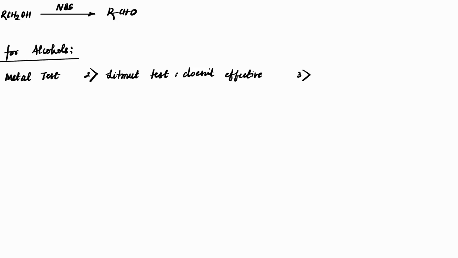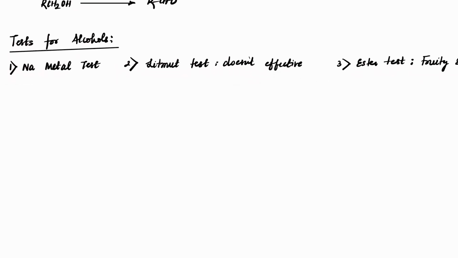The third test we usually conduct is the ester test. That means alcohols, when you react with some acid, will give you fruity smelling vapors. So that is about the ester test. Got it? The next is the CAN test. We just saw that CAN test. The CAN test is for 1 degree, 2 degree, 3 degree alcohols. For all of them, it is positive.